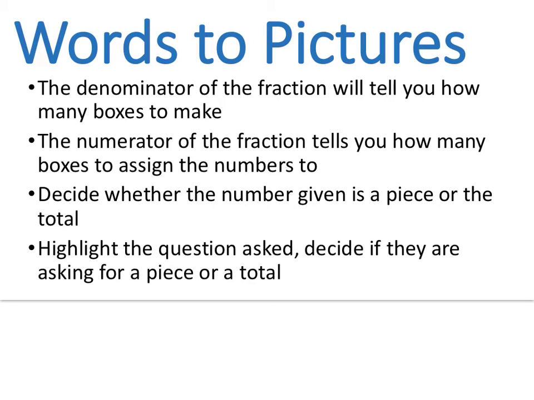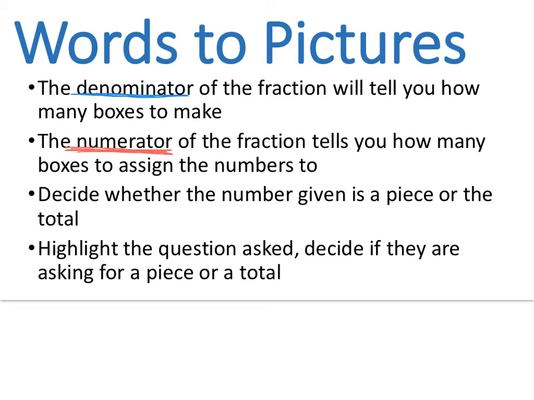For words to pictures, a couple reminders that might help you guys in your worksheet today. Remember, whenever we're given a percentage or fraction or a comparison, you want to change all of that into a fraction because the denominator of this fraction will tell you how many boxes you need to make all together. So that's the bottom number. The top number, or the numerator, tells you how many boxes to assign the numbers to. So when they say that Janie has 1/4, well then whatever number they give Janie, that needs to go in one box. Decide whether the number given is a piece or the total.